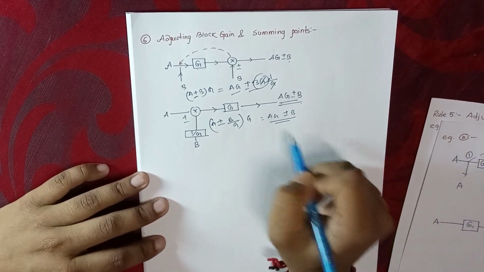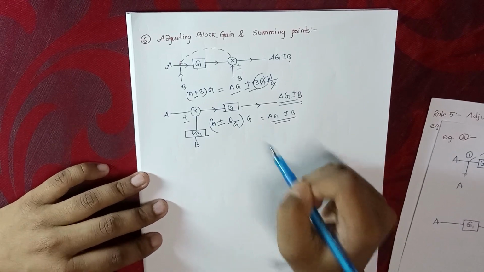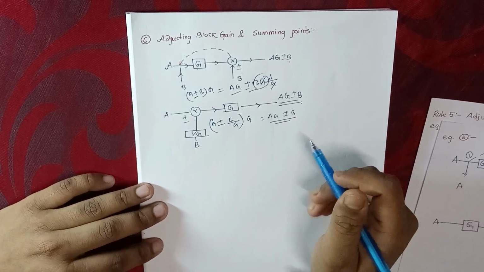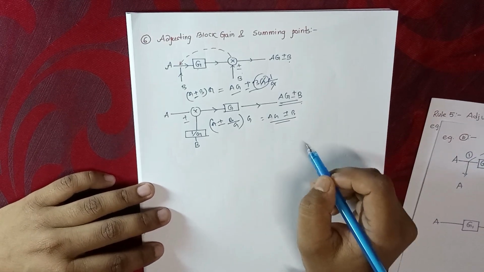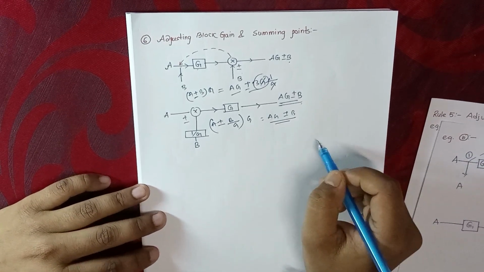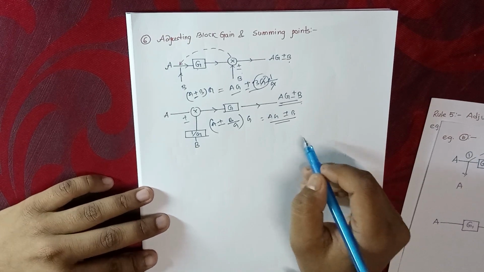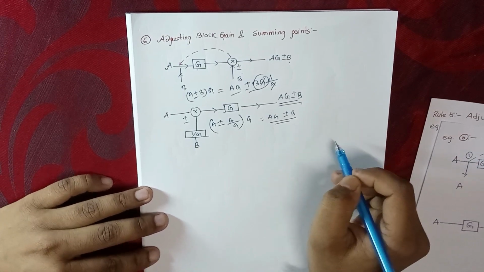So friends, until here we have learned that there are 6 rules by which we can reduce the blocks. Out of these, 3 are fundamentals and 3 are derived. In the next video we will see some problems. By using these rules we will solve these problems.